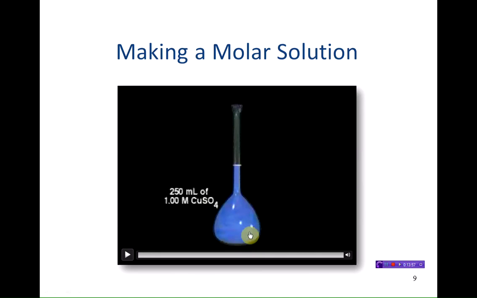So you add your solid, or your solute, in there, and you add just enough of your solvent so you can begin to dissolve it to make your solution. And then once you get it completely dissolved, wash any remaining material down the neck of the flask and dilute up to the mark, so that the bottom of the meniscus is at the line on the volumetric flask. And remember, you always read the meniscus at eye level.